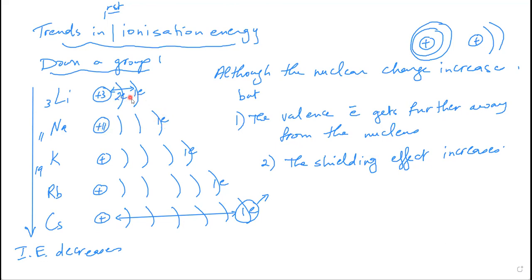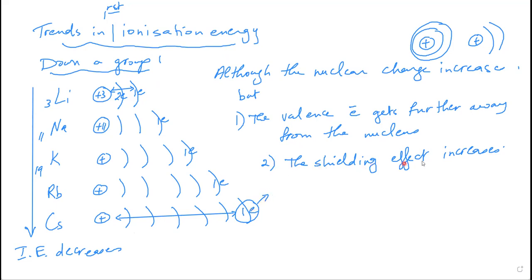Here, in the case of lithium, the outermost electron is very near to the nucleus, and it requires a big amount of energy to remove it. The attraction force is the strongest. It's very near. But here, the outermost electron that is going to be removed by the first ionization energy is so far from the nucleus that the attraction force becomes the least, and it requires less energy to be removed.